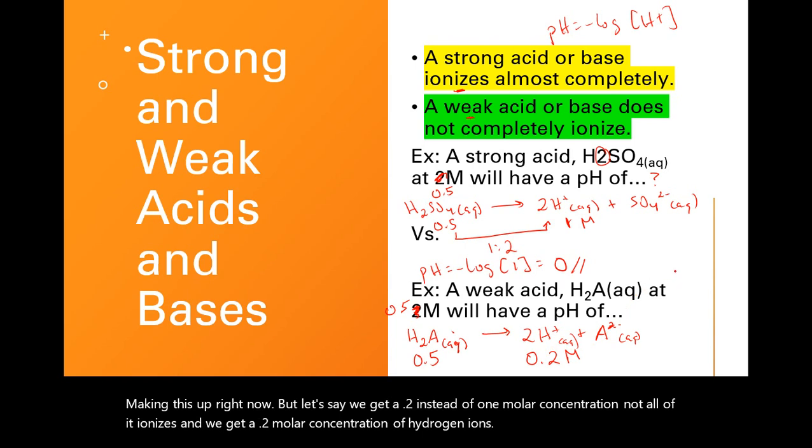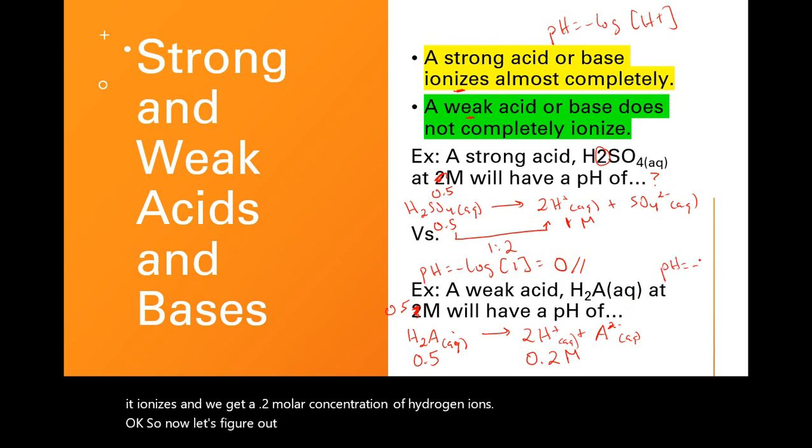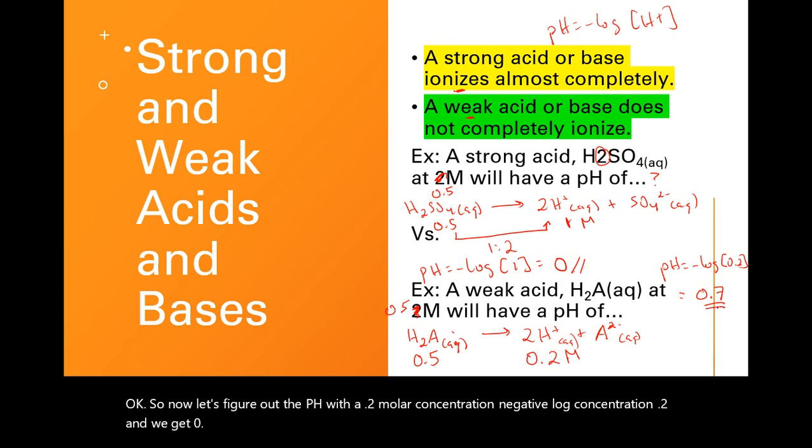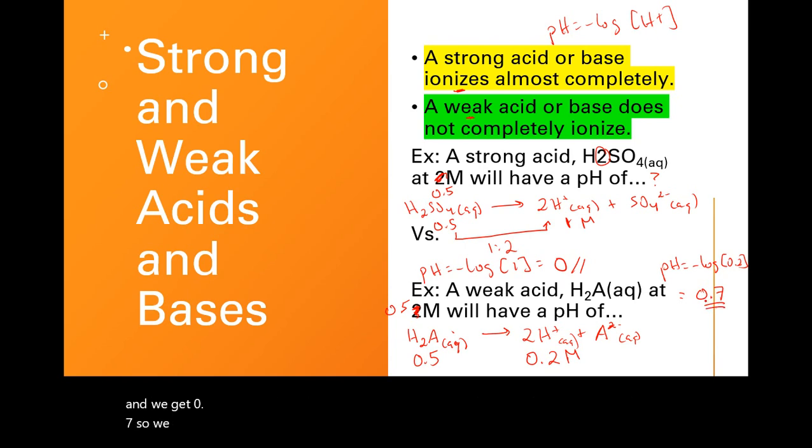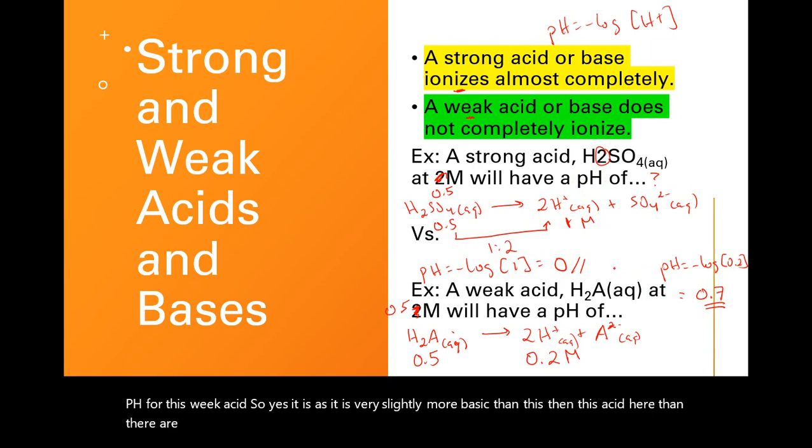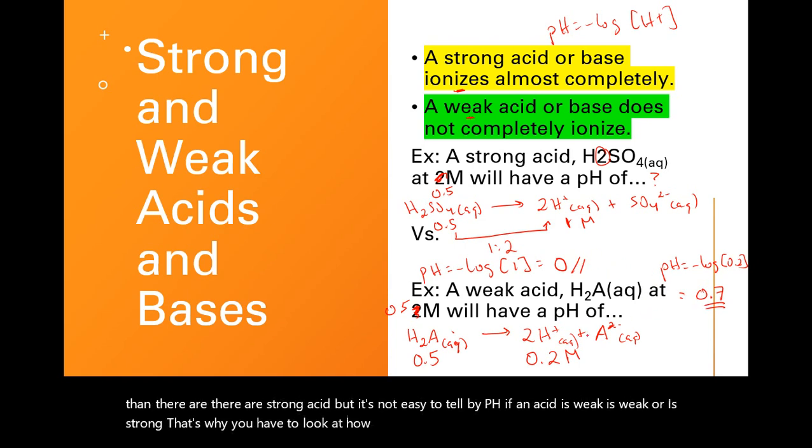Okay, so now let's figure out the pH with a 0.2 molar concentration, negative log of concentration 0.2, and we get 0.7. So we get a 0.7 pH for this weak acid. So yes, it is very, very slightly more basic than this acid here, than our strong acid, but it's not easy to tell by pH if an acid is weak or strong. That's why you have to look at how much of it ionizes and its difference in concentrations compared to what you would expect given a stoichiometric ratio.